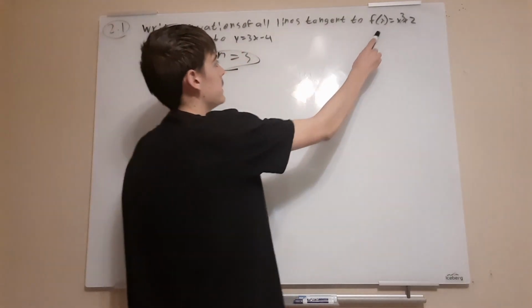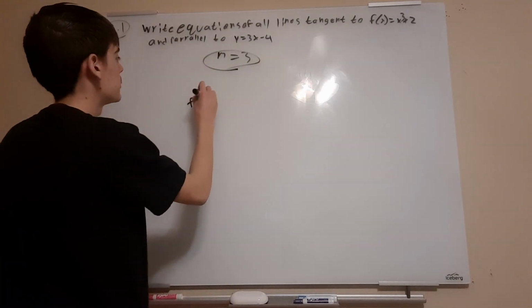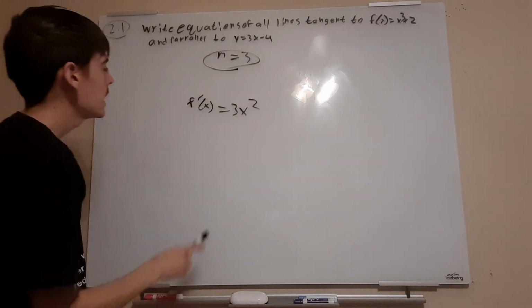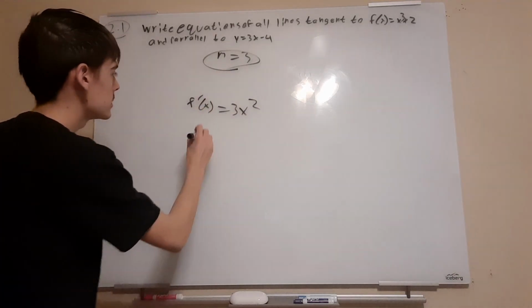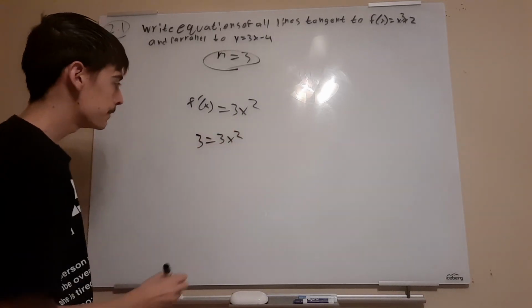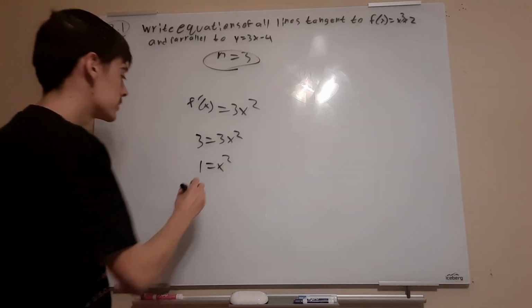And next we're going to take the derivative of this function. So f of x equals x cubed plus 2. F prime of x, just power rule, equals 3x squared. Now we know slope is 3, so let's set the derivative equal to 3. So 3 equals 3x squared. Divide 3 on both sides, we get 1 equals x squared. And then solve for x.